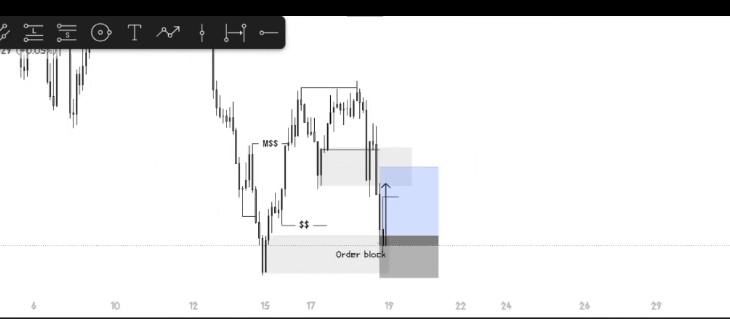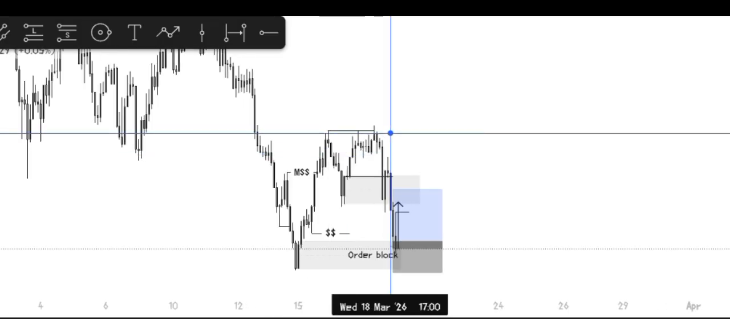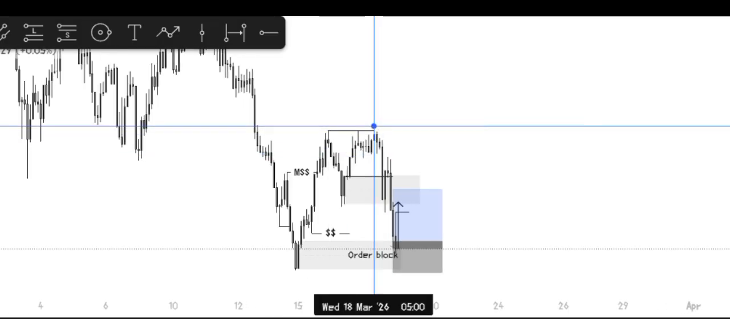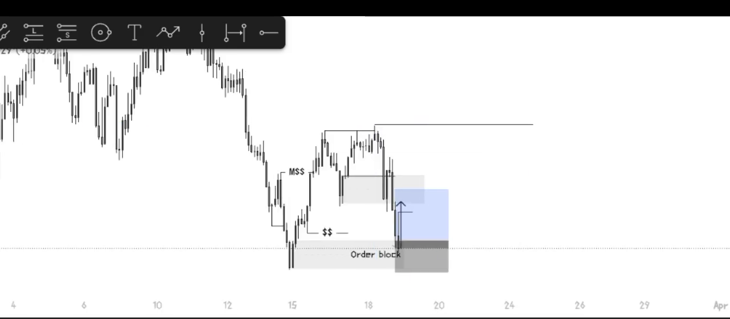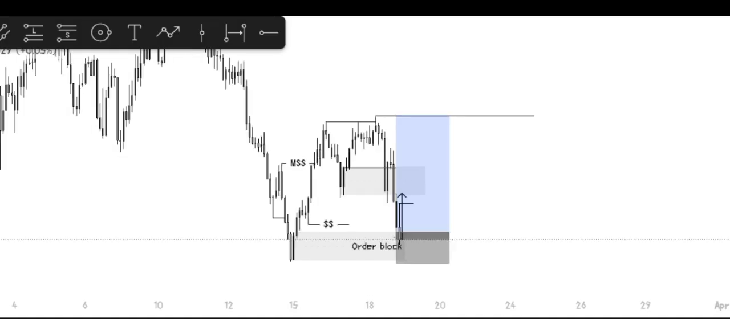So where is your target going to be? Your target is going to be this high right here. This is where your take profit is going to be, and price is going to push to the upside and take you there.